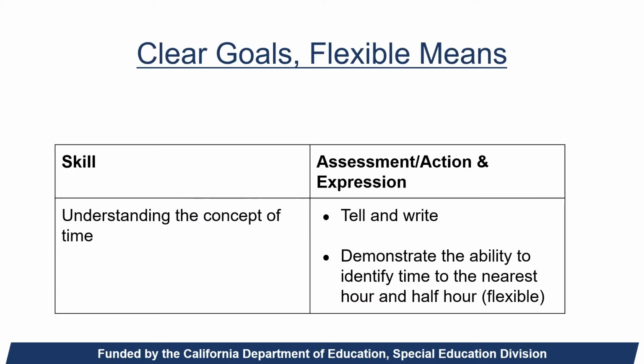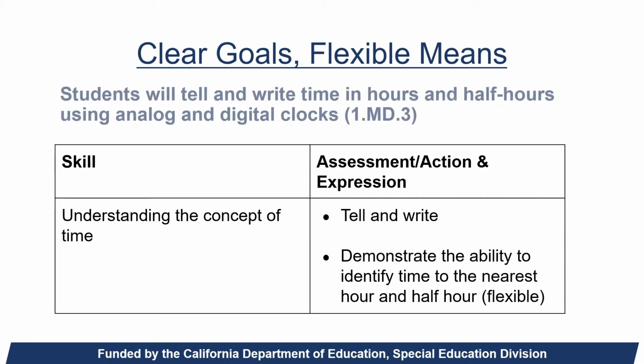For example, this is a first grade math standard. The objective is that students will tell and write time in hours and half hours using analog and digital clocks. First, we need to clarify the skill we need to teach and what we want to assess. In this example, the skill is understanding the concept of time.